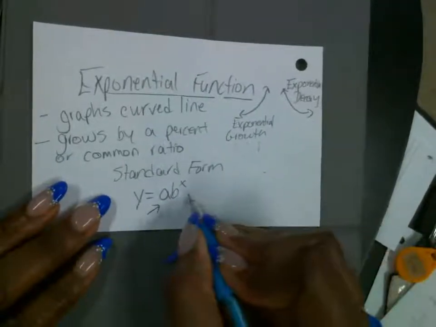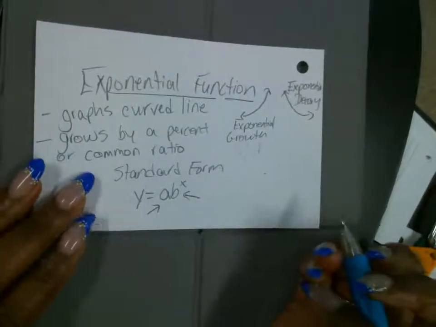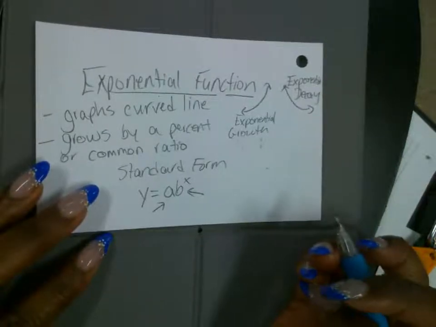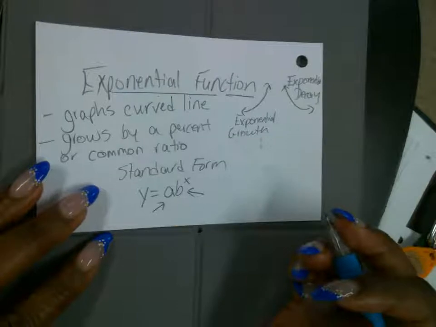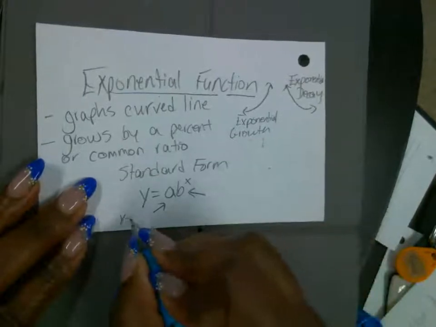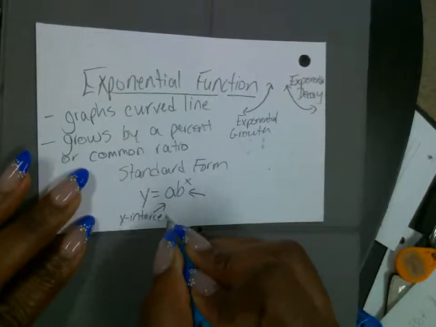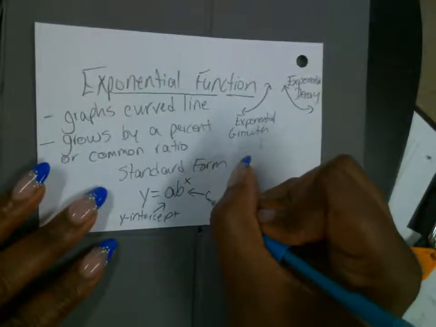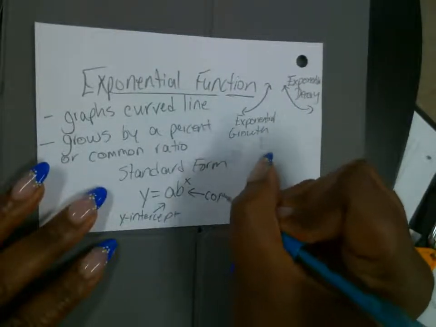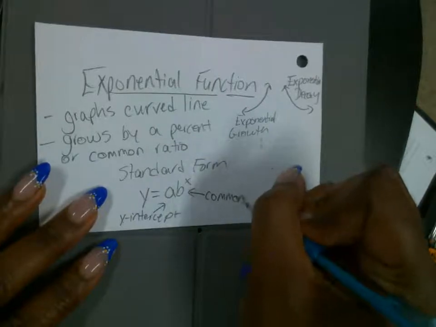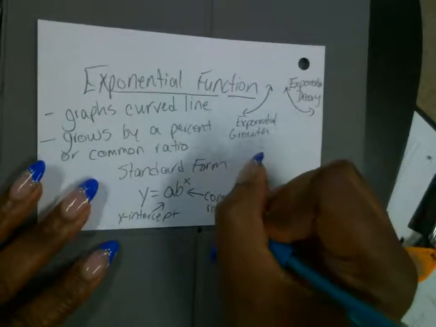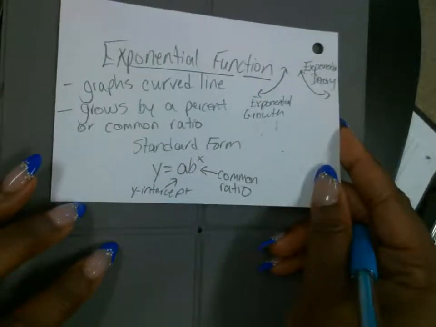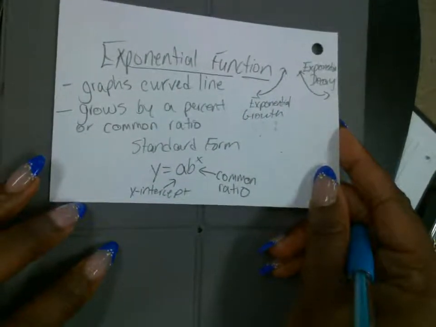What does the A stand for? Y-intercept. What's the B? Common ratio. Okay, got it? Did you write it?